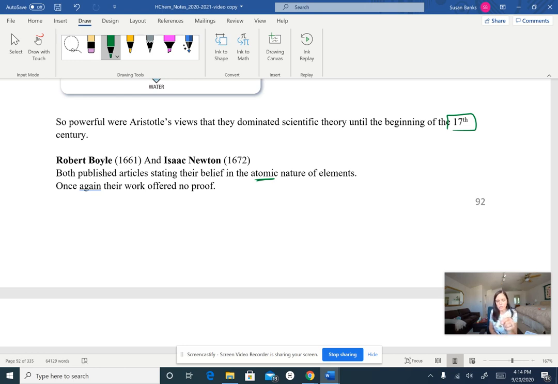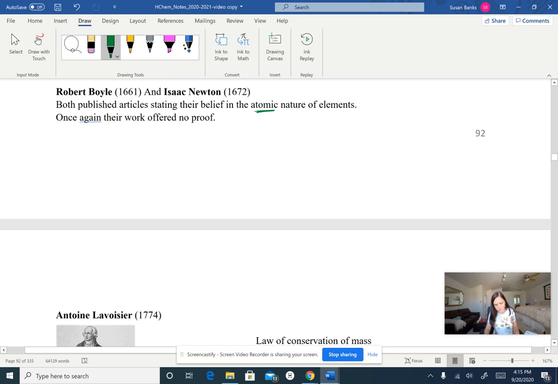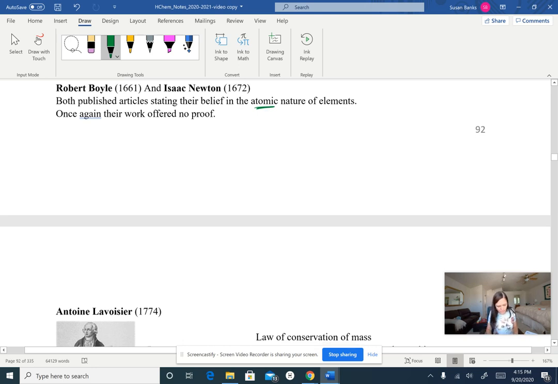So alchemists' goal was always to turn everything they could into gold. And when Sir Isaac Newton did this over and over and over, he started to realize that turning stuff into gold doesn't really work. So they didn't offer any proof. This is just Sir Robert Boyle and Sir Isaac Newton's idea.